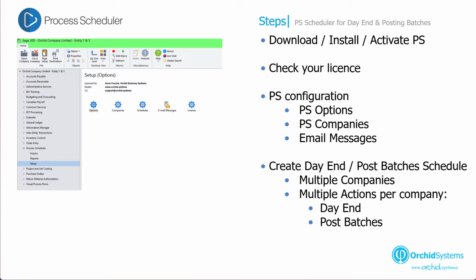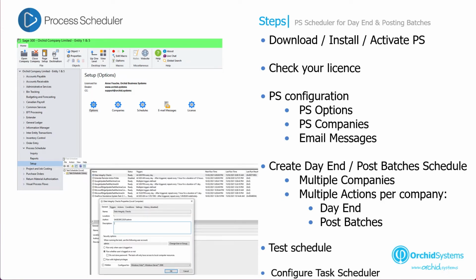We're then going to create a day-end schedule, and the day-end schedule is also going to post the batches that result from the day-end. It's going to run across multiple companies. So per company, we're going to do a day-end and post batches. And once we've tested that schedule, we'll go ahead and configure the Windows Task Scheduler to run that schedule.